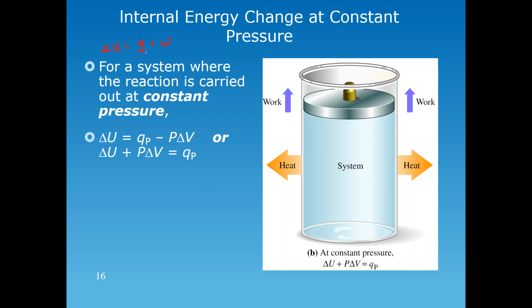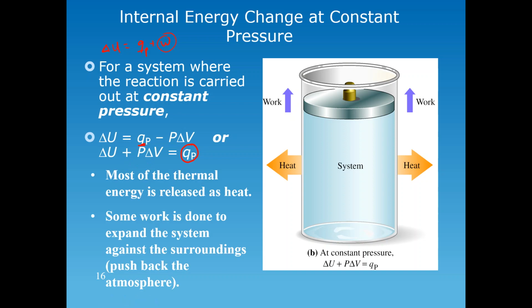So therefore, we can put a P here, which is what we have here. And W would be equal to minus P times delta V. And we can rearrange this to get an expression for the heat change at constant pressure. And that would be equal to delta U plus P times delta V.